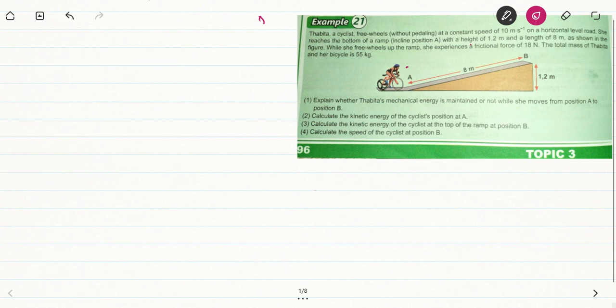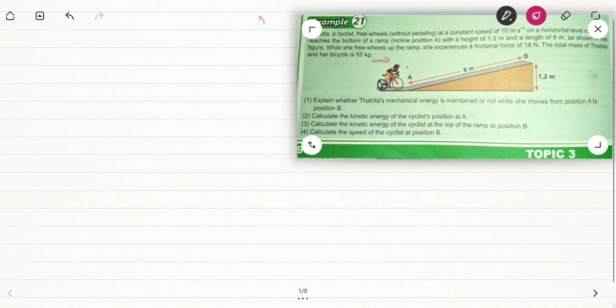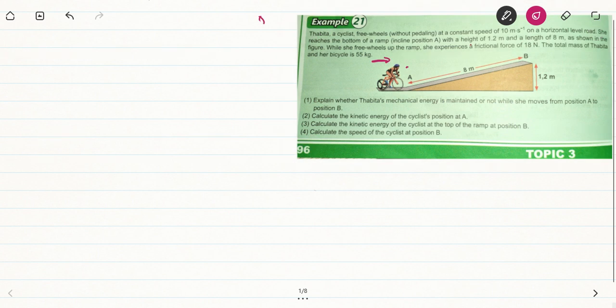And remember, we are told that she was riding at a constant speed of 10 meters per second on the horizontal road. So if she was riding at 10 meters per second all along while traveling horizontally, that means at this point, when she started to climb up the ramp, she was riding at 10 meters per second. That is, V initial will be 10 meters per second there. We also know that her mass is equal to 55 kilograms, the displacement is 8 meters, and h is equal to 1.2 meters.